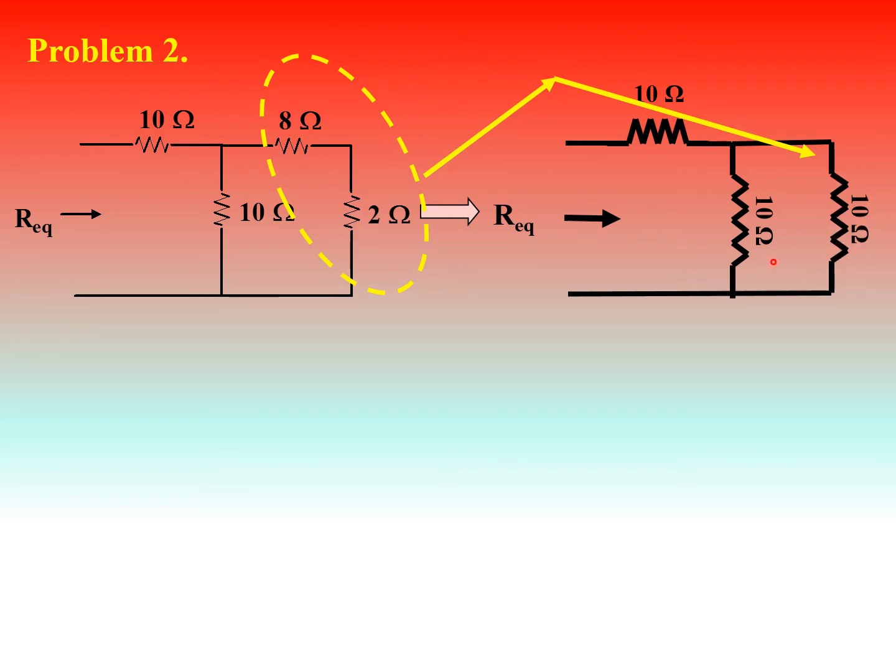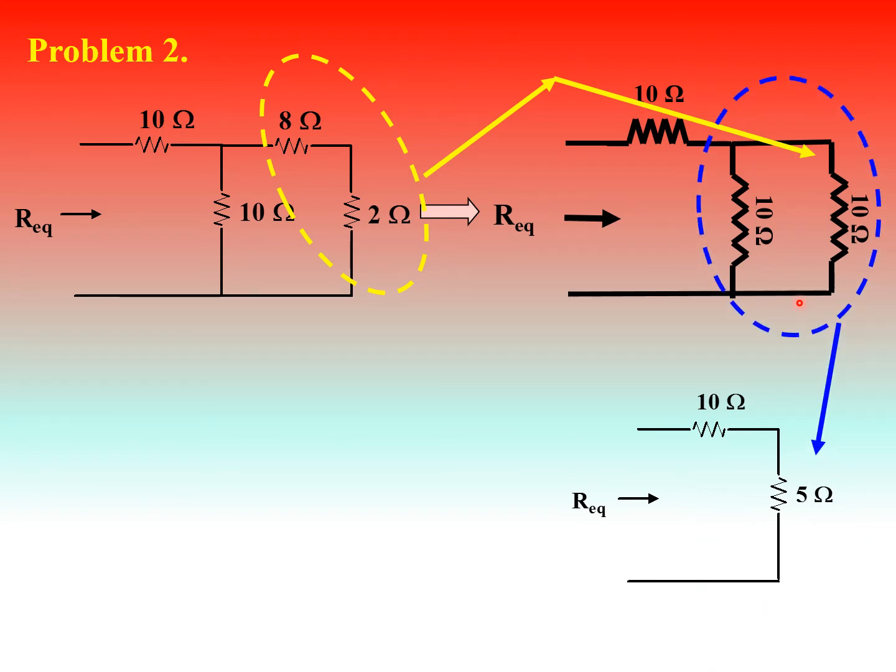So again these two 10 and 10, those two are in parallel to each other. So that parallel combination of 10 and 10 will give us 5 ohm. Now again further, this 5 is in series with the 10 ohm resistance. So the total equivalent resistance here will be 15 ohm.